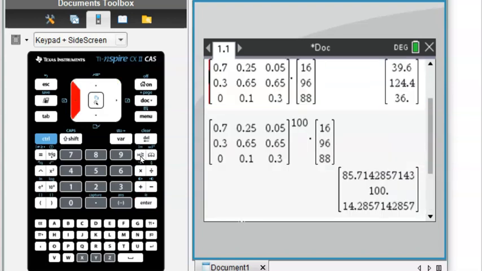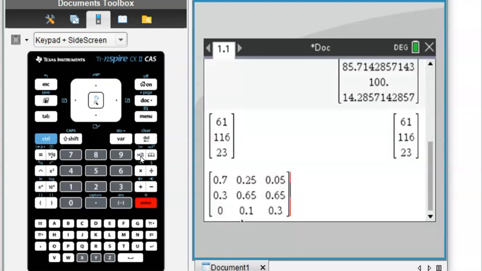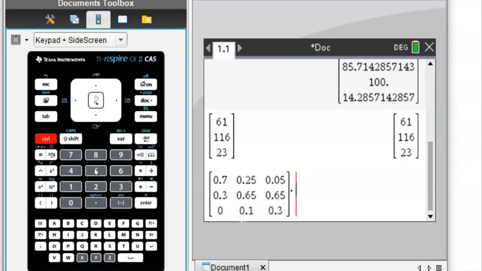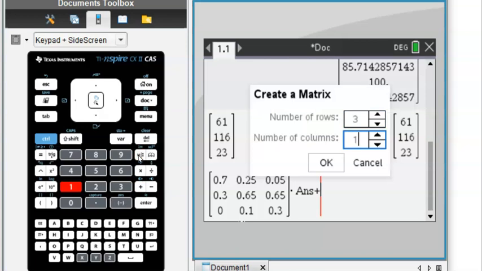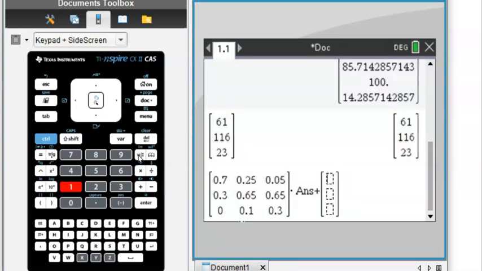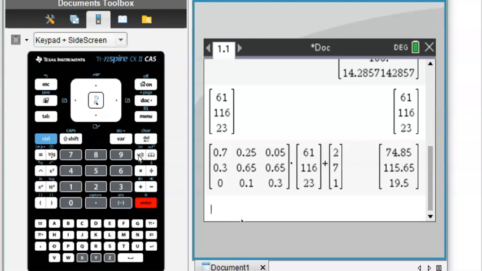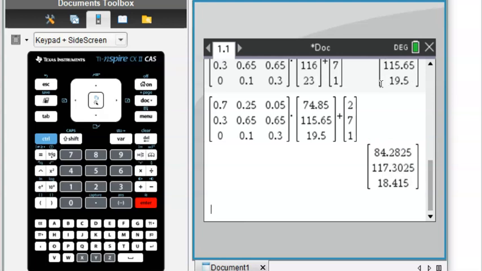So my transition, I'm going to cheat and copy from above. Transition times my previous answer. I'm going to pick up answer, and plus my B matrix, which is the new members. So I have to enter that one in because that's a new piece of information. We had 2, 7, 1, and press enter. So that was going from K2 to K3. So I now have K3 here. When I press enter again, you'll see it picked up that previous answer and substituted it in, but my transition and my matrix B stayed the same.